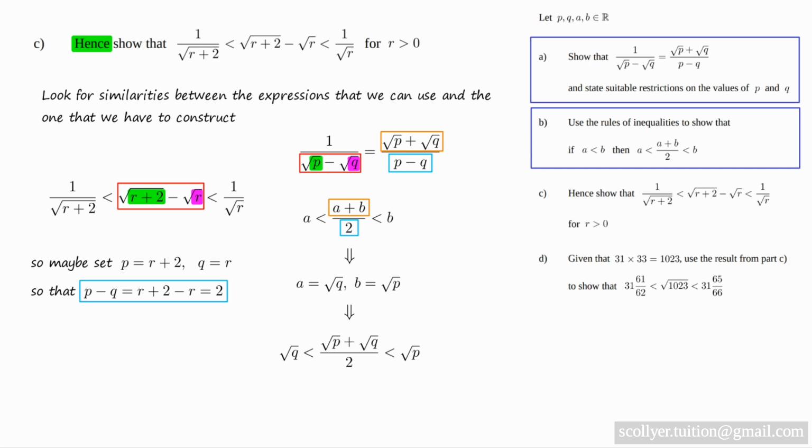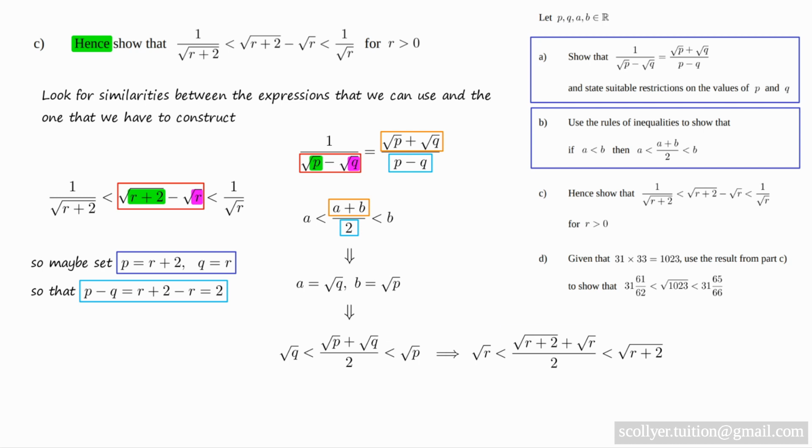And bearing in mind that P equals r plus 2, Q equals r, then on making those substitutions we obtain that the square root of r plus 2 plus the square root of r over 2 lies between the square root of r and the square root of r plus 2.